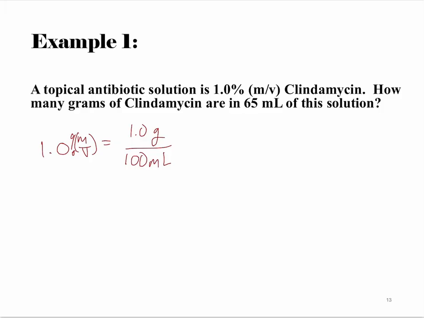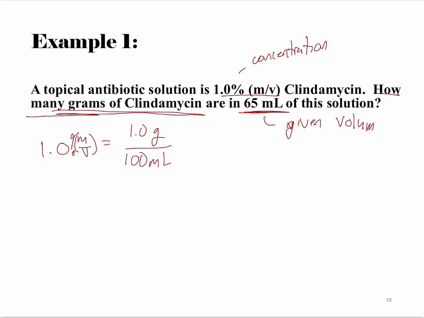And this is important because it highlights an important way we can get the amount of solute for any units of concentration that we're dealing with, right? If we have a given concentration, and this problem is asking how much is in 65 milliliters of solution. So we're given the concentration, and we're given the volume. We want to find how many grams are actually in 65 milliliters of solution.